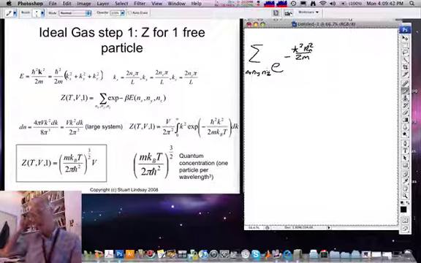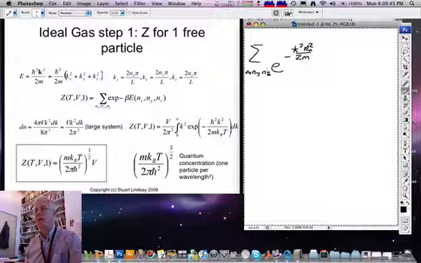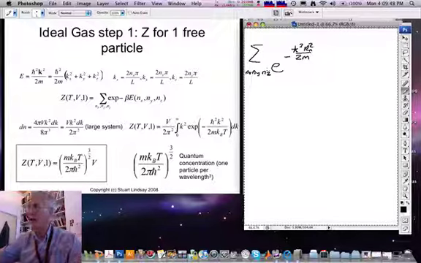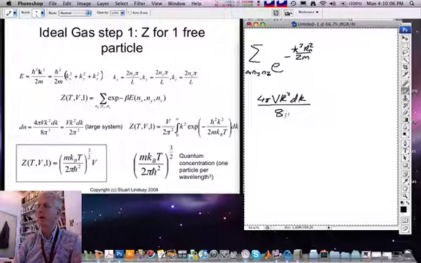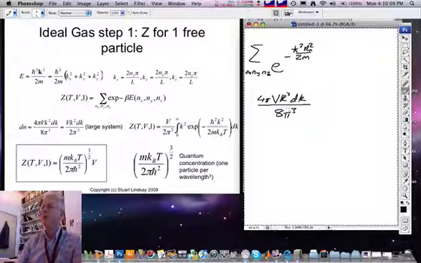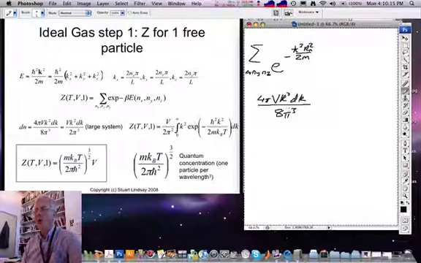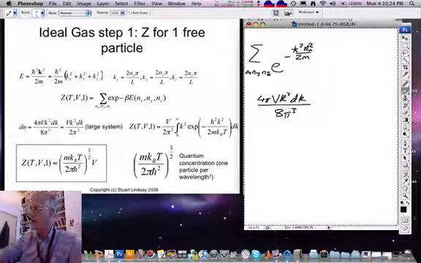Carrying out this sum is difficult, but in the limit of a large number of particles, we can approximate the sum by an integral, and we introduce the density of states, of k states per unit k, as derived in chapter 2. Here's the volume 4πk²dk over the volume of an elementary cell in k space, 8π³ in 3 dimensions. So with this definition of the density of states in k, we can carry out the integral. The integral shown here is a standard result, and the resulting partition function for a single particle is shown here.